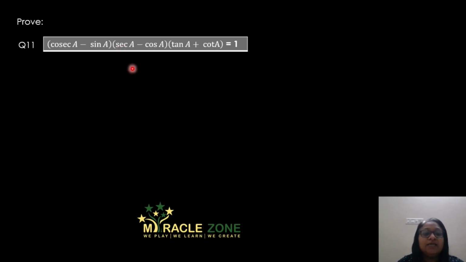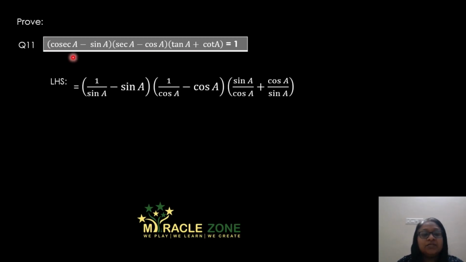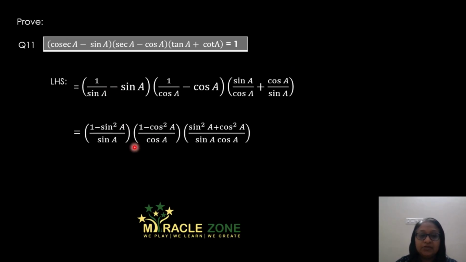(Cosec A minus sin A)(sec A minus cos A)(tan A plus cot A) equals 1. Let's take the LHS. Actually we need the output as 1, so cosec A we can write in terms of sin A. Cosec A is nothing but 1 by sin A minus sin A, and sec A you can write as 1 by cos A. Tan A you can write as sin A by cos A, and cot A is cos A by sin A. As there is a minus symbol here, you need to find the LCM, which is sin A.